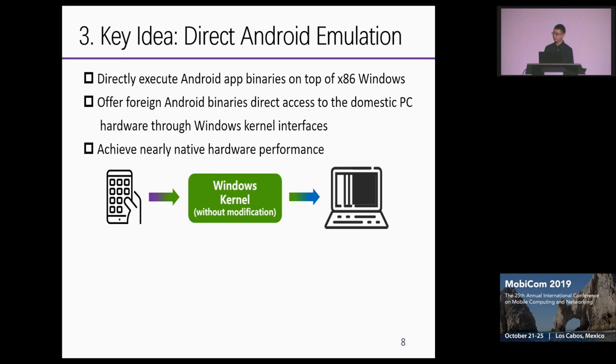To address the performance issue of AOVB, we pose a challenging question here. Is it possible to directly execute Android app binaries on top of x86 Windows? If possible, we can provide foreign Android binaries with direct access to the local PC hardware so that we can achieve nearly native hardware performance.